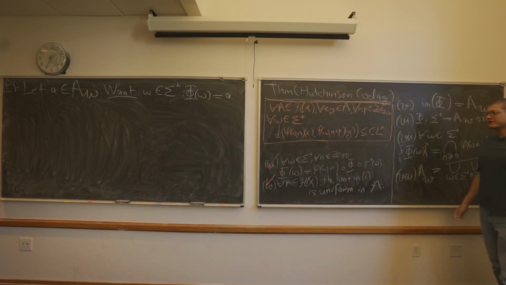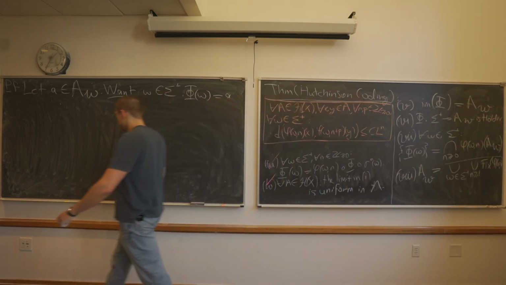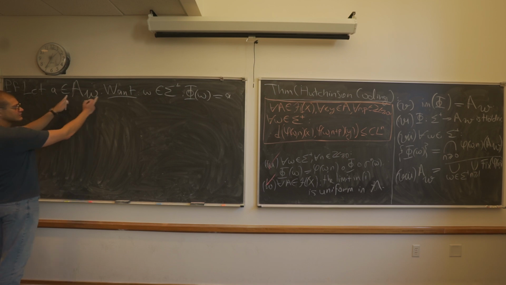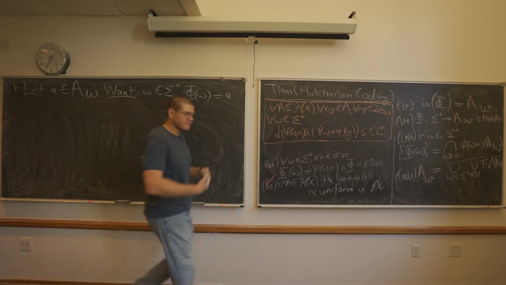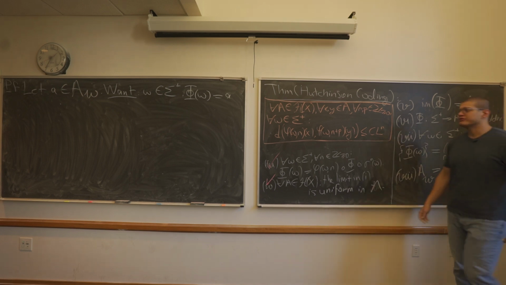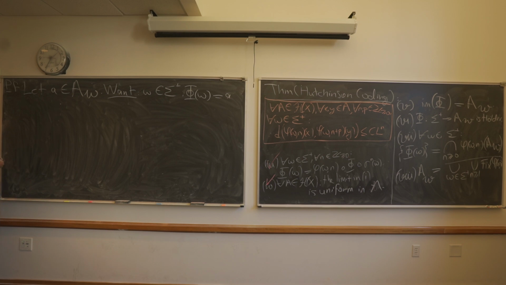Any guesses as to how I can do this? We need to use the fact that this A is in the attractor. The attractor is defined by a certain equation, okay? So we need to again try to use that equation. It's a set equation, but it's an equation nonetheless. So A is in A sub W.